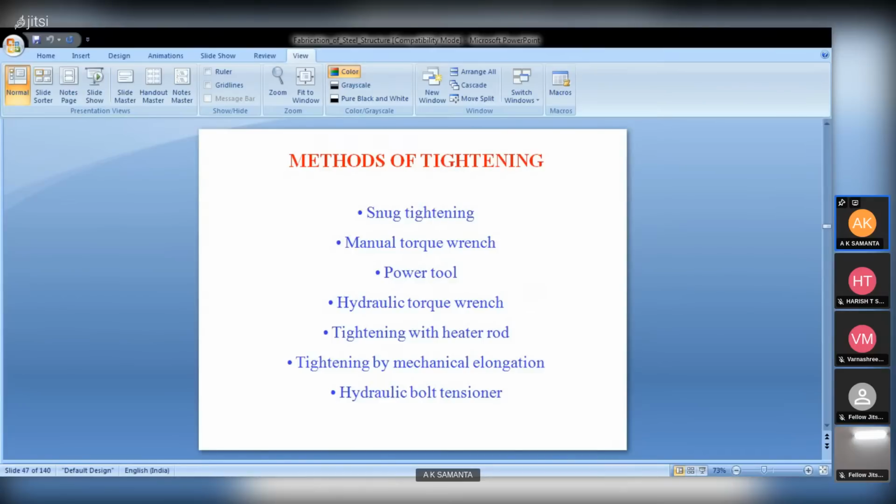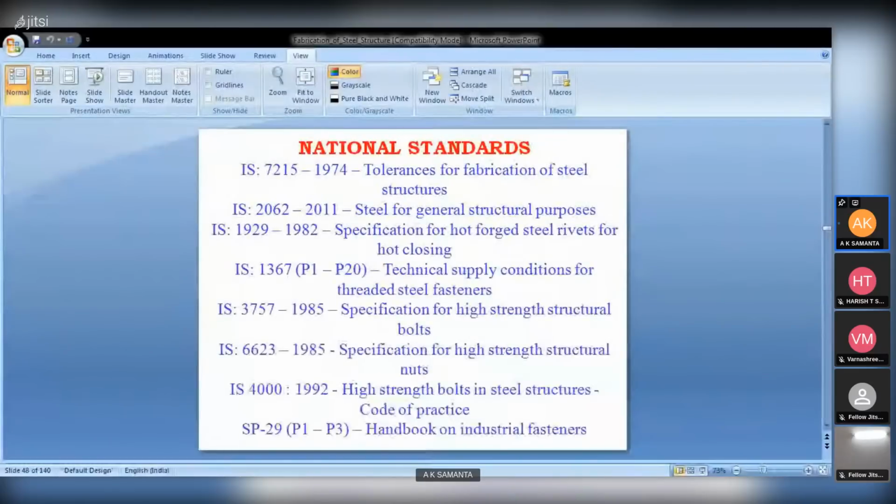That is, we have to tighten the nut, and after that some strain gauge will be fitted there. So we will check the elongation of the bolt so that we can decide how much stress has been created within the bolt. Now these are the related standards. So for details, kindly go through all these standards.